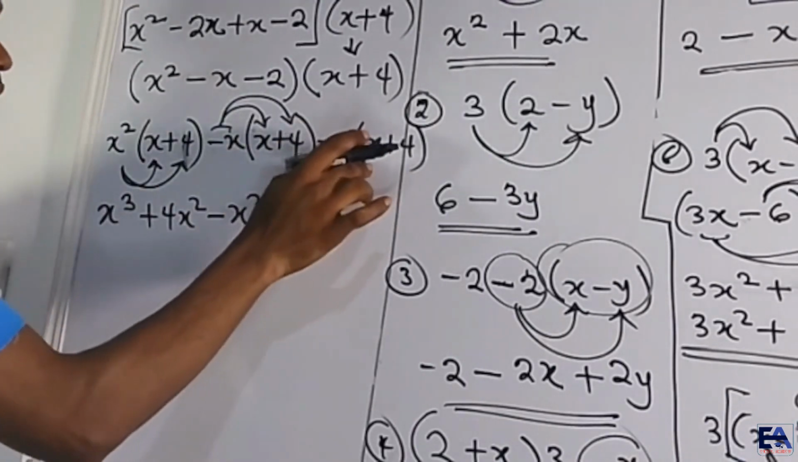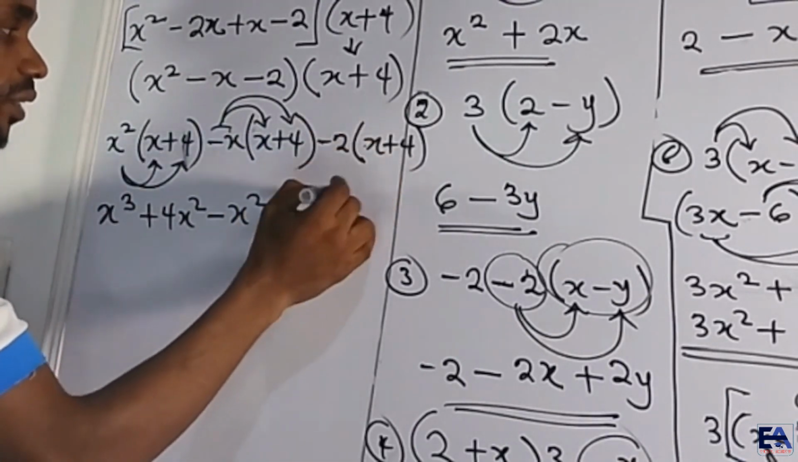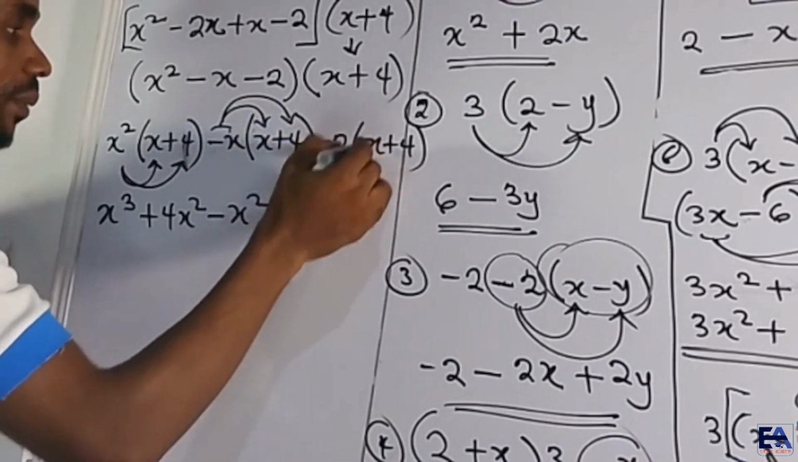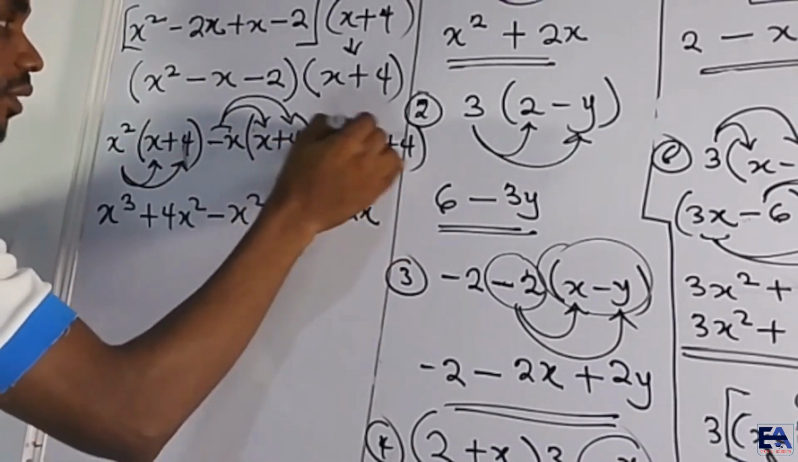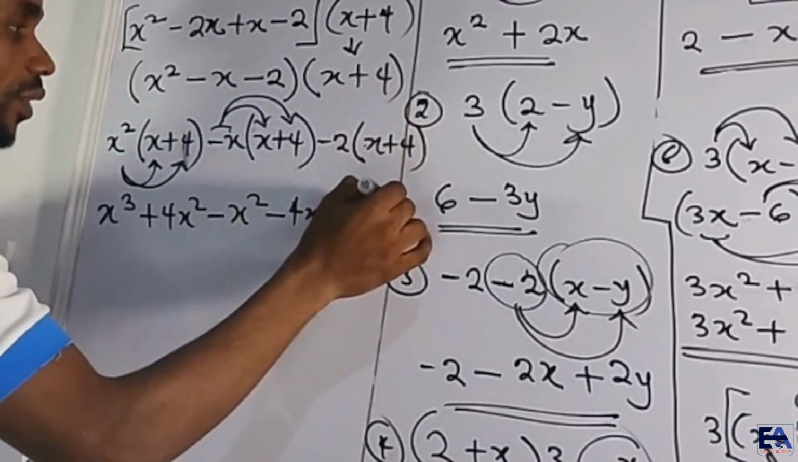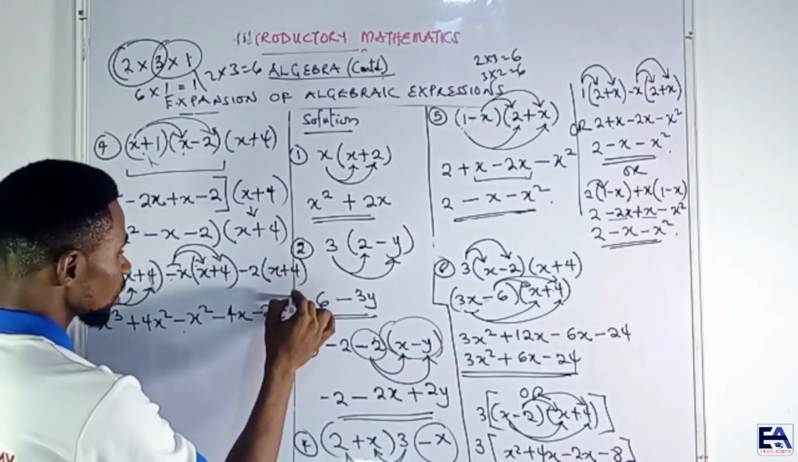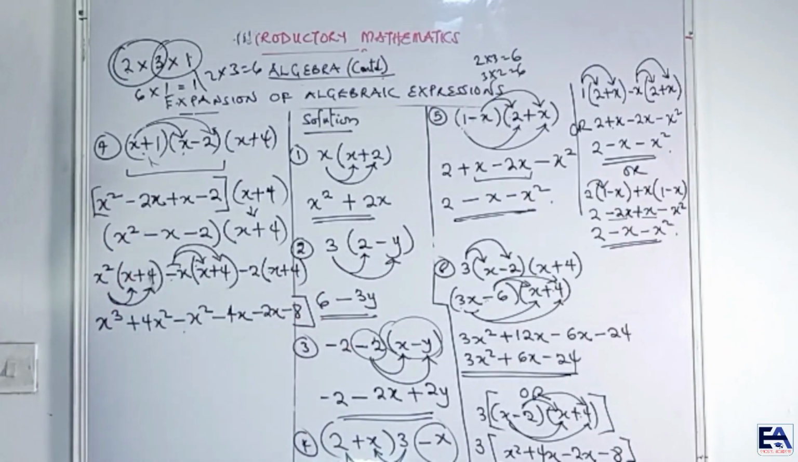Then we proceed with this one. Minus times positive will give negative. 2 times x will give 2x. Then minus times positive, negative again. 2 times 4 is 8. So that's how it goes.